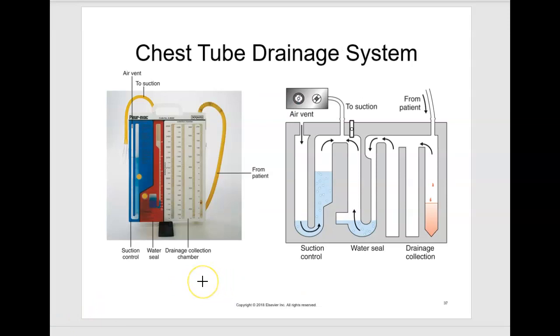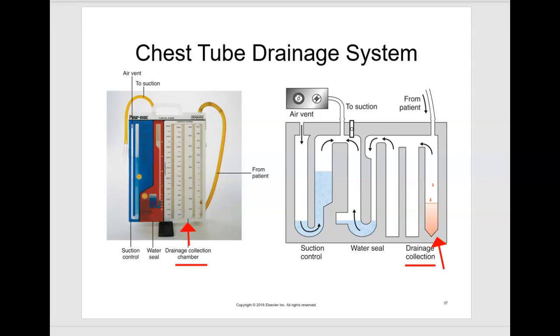So here's an example of a chest tube drainage system, and basically the tube is attached to the patient. This tube's attached to the patient, and it would pull off into the drainage collection area any blood, fluid, or pull through any air that might be in the pleural space that we want to get out by using the chest tube. The chest tube has 3 chambers.